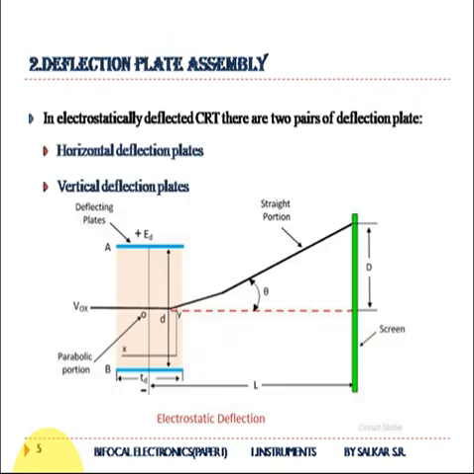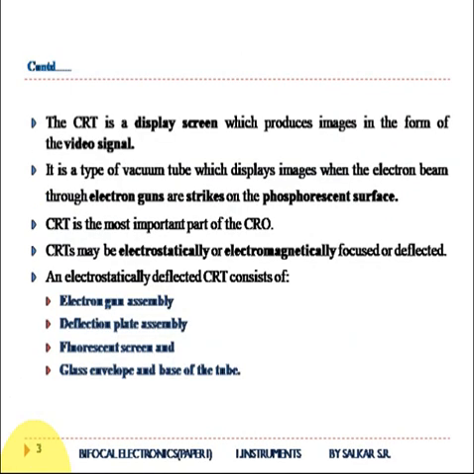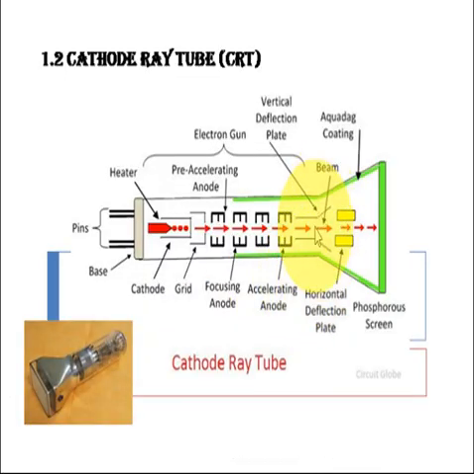Now when the electrons come out of the electron gun, they have to pass through the deflection plate assembly. In an electrostatically deflected CRT, there are two deflection plate assemblies: the horizontal deflection plate and the vertical deflection plate. Here is the structure. These two plates which are placed horizontally are called the horizontal deflection plate, and this is the screen of the CRO. We have vertical deflection plates as well. In this diagram you can see the two deflection plates.